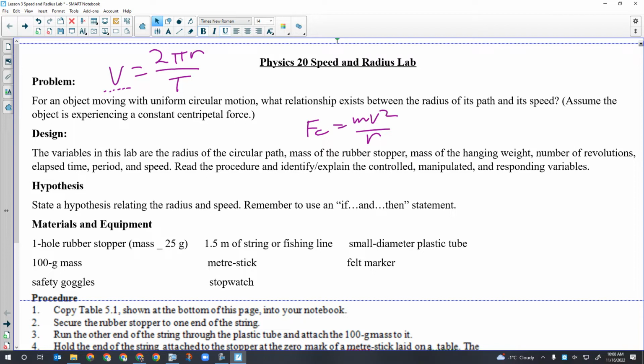These are some other things that could affect speed. Agreed? Because speed is also in this formula, and this formula also applies to something moving with uniform circular motion. So some of the things that we might want to control might also be in that formula.